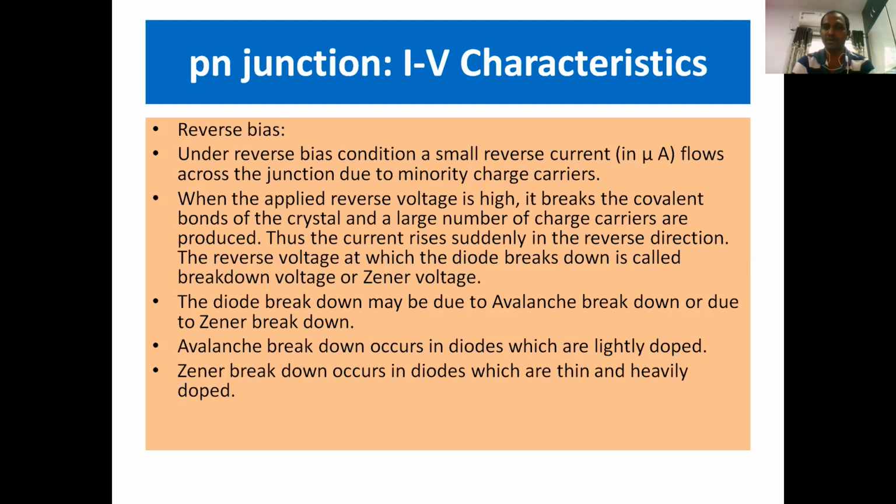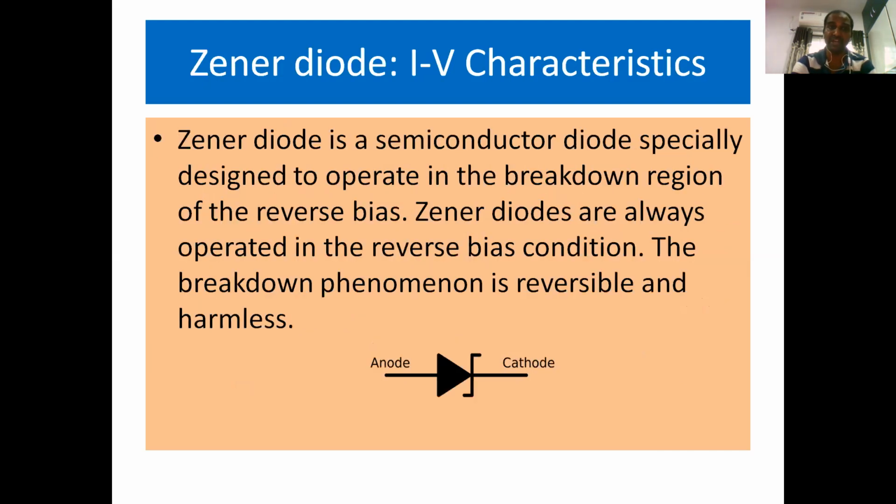The diode breakdown may be due to avalanche breakdown or Zener breakdown. Avalanche breakdown occurs in diodes which are lightly doped, but Zener breakdown occurs in diodes which are very thin and heavily doped. Then what is this Zener diode?